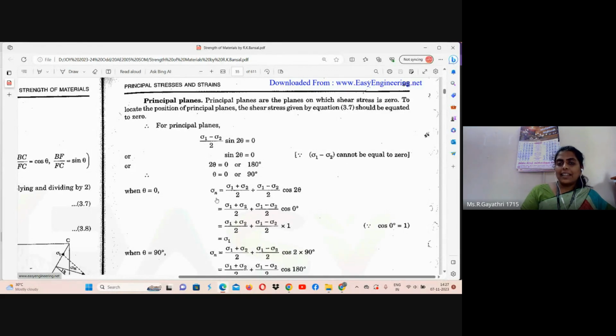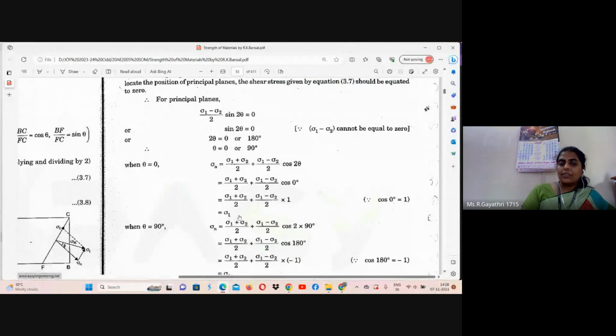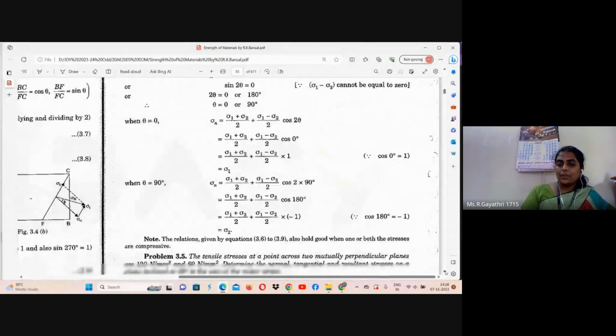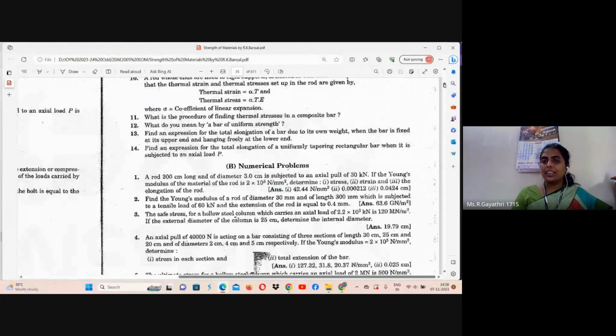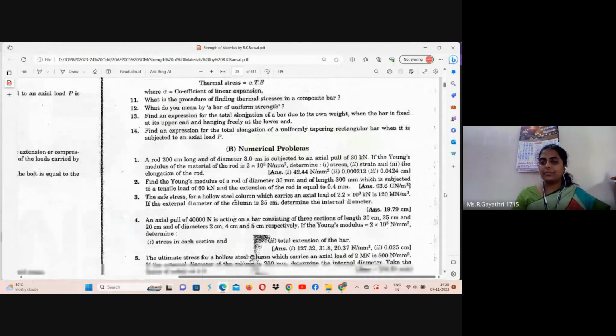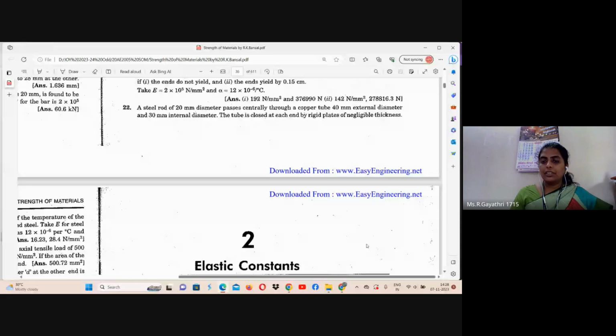In sigma n equation, we can substitute theta is 0 degree or 90 degree. If you substitute theta is 0 degree, you will get sigma n is equal to sigma 1. If you substitute theta is equal to 90 degree, you will get sigma n is equal to sigma 2. That's it. A very simple approach only. Okay, please listen.